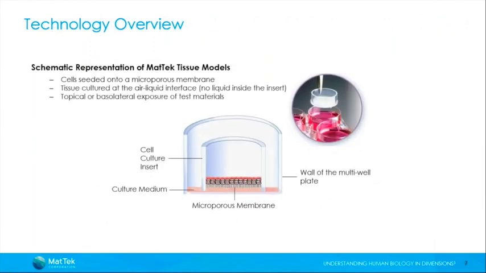So then I will take you to the schematic representation of the MatTek tissue models. As you can see here, these models are static systems grown on insert membrane. So we see the cells in here on a microporous membrane, and then that tissue culture, we grow them in what we call air-liquid interface to make sure that we enhance differentiation and the stratification of the tissue. And this type of tissue model will allow you to apply materials either topically from the top or basolaterally from underneath. So this is the schematic representation of the insert.